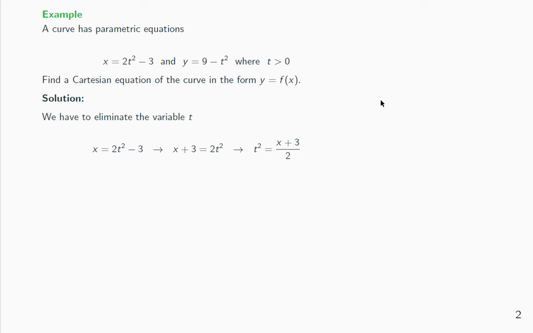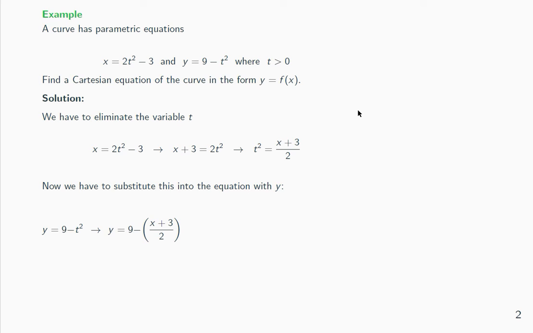If we look at the second equation, we have a term with t squared. So we do have a replacement for t squared. We don't need to take the square root to have t on its own. So what we have to do next, we simply take this and substitute it into the equation with y. So y equals 9 minus t squared, after the substitution for t squared, becomes y equals 9 take away x plus 3 all over 2.